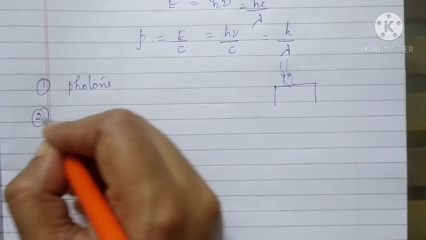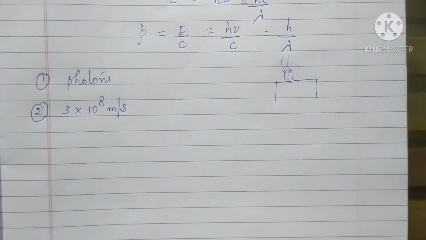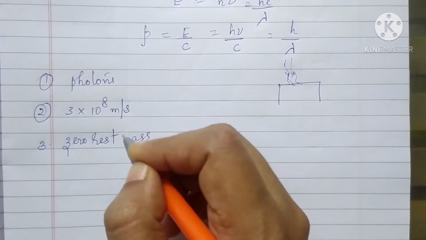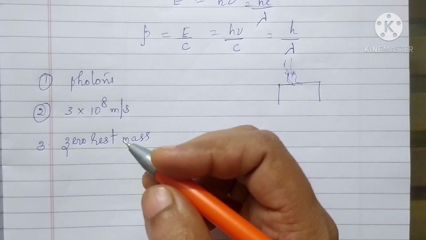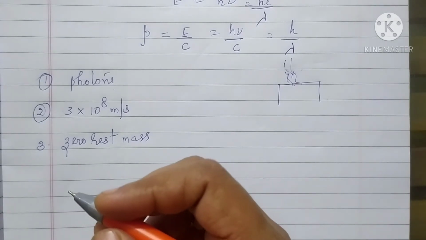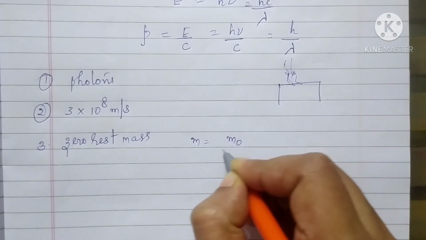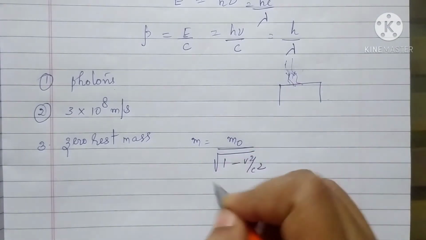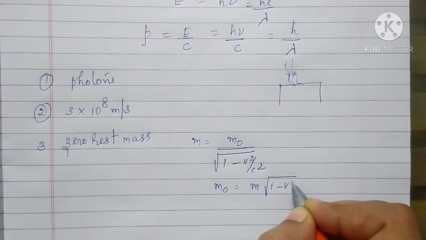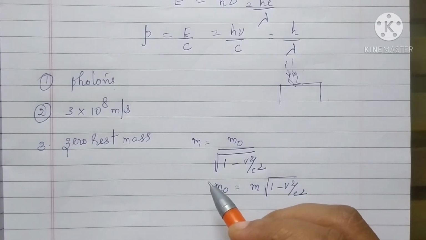Now what about the speed of photon? It is 3 into 10 power 8 meter per second in air or vacuum. Now as I told, it has zero rest mass. That is, the photon cannot exist at rest. When you move to higher classes, in the theory of relativity you will study that the mass m of a particle moving with velocity v comparable to the velocity of light c is given by m equal to m0 by root of 1 minus v square by c square. From this, m0 is m into root of 1 minus v square by c square, where m0 is the mass of the particle at rest.